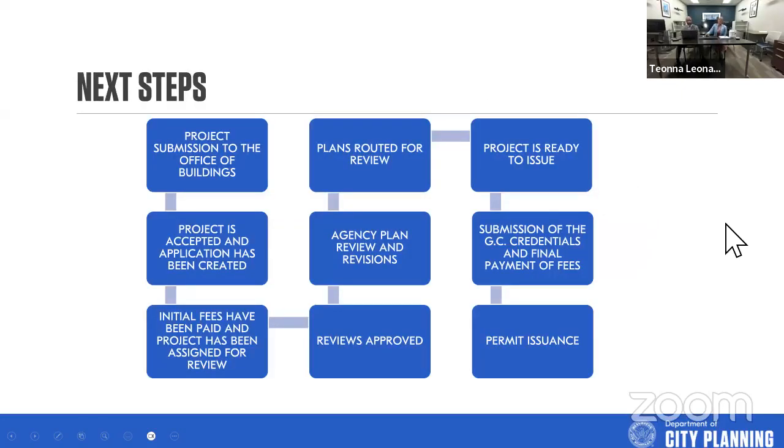So intake is basically where the project is submitted to the Office of Buildings. Now, of course, the Office of Buildings is the quote unquote permitting office. However, there are some instances where the projects will have to go through the Office of Zoning and Development first, if there's any type of entitlement that is required. If you're in a historic district, you would have to go through the historic approval before you can submit to us.